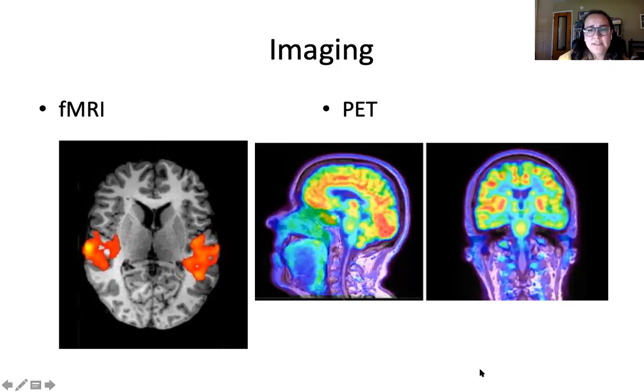Looking at this example of a PET here, the key for reading this is that if it's red, that means it's a lot of activity. The closer it is to red on the rainbow spectrum, the more brain activity there is, and the closer to blue or green, the less activity.